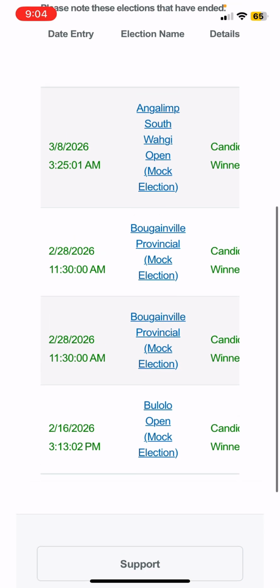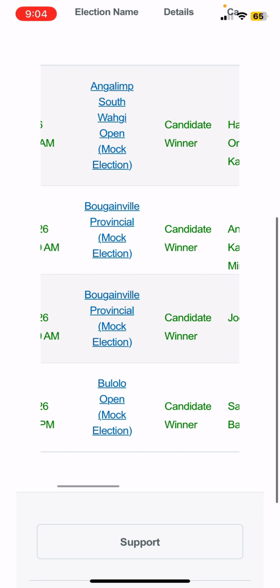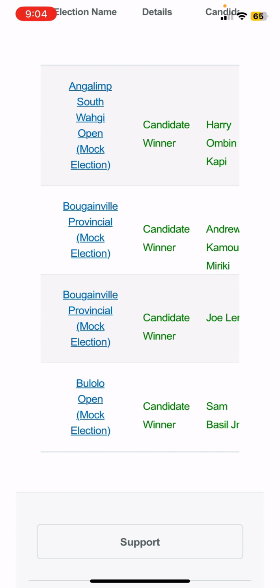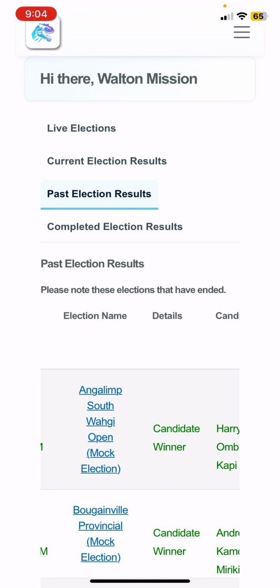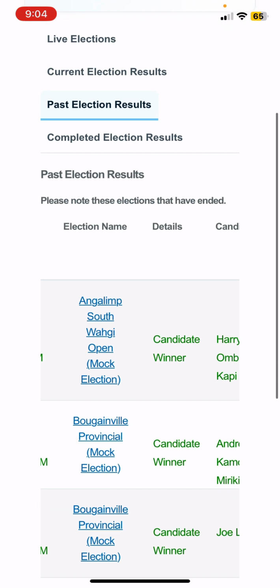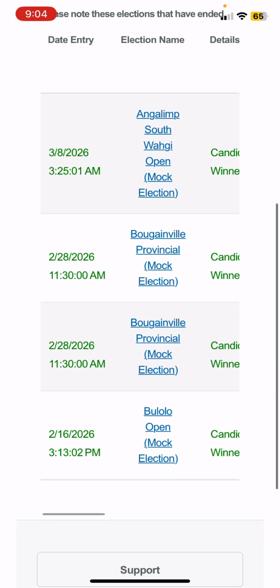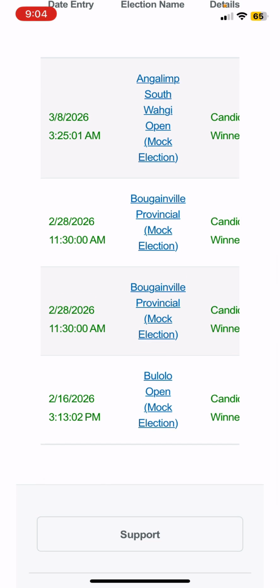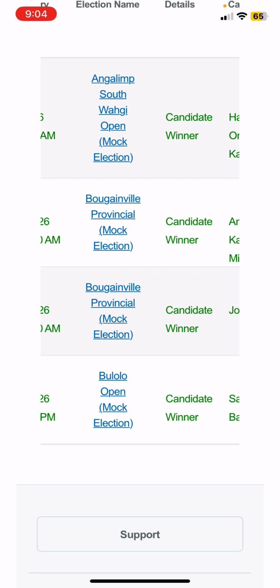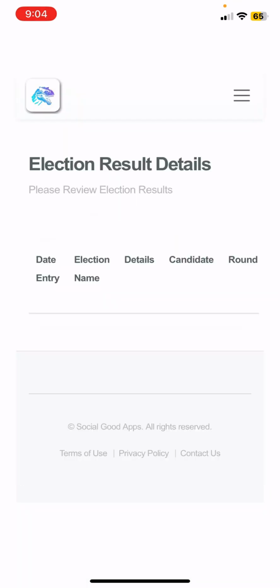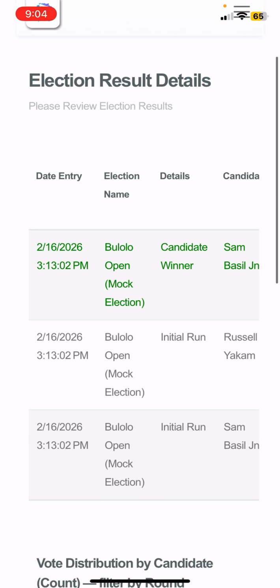So for example, I'll start down below and open. Look, as you go along this button, past election results are right here. You're looking at the elections that have finished. You won't make a selection this time; now look at the results below this election. So for example, I'll go inside Bulolo and open it. I look and see Lucas Sam Basel Jr.